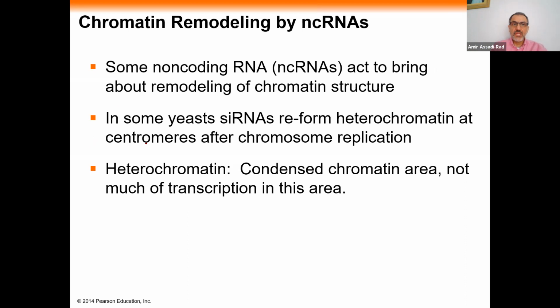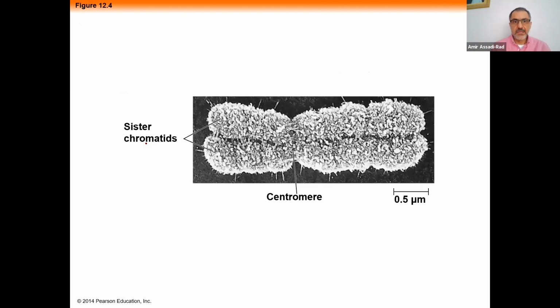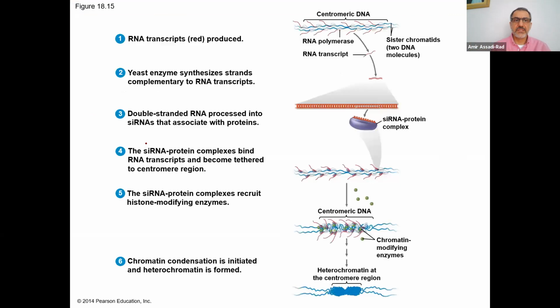Chromatin remodeling by ncRNA, non-coding RNA. Some non-coding RNA act to bring about remodeling of chromatin structures in some yeast. RNAs reform heterochromatin at centromeres after chromosome replication. Heterochromatins condense, and in those chromatin areas there is not much transcription. So if you want to block something from being made, you condense it by adding methyl groups, and then it's not expressed. Here is a chromosome, centromere, and chromatids.